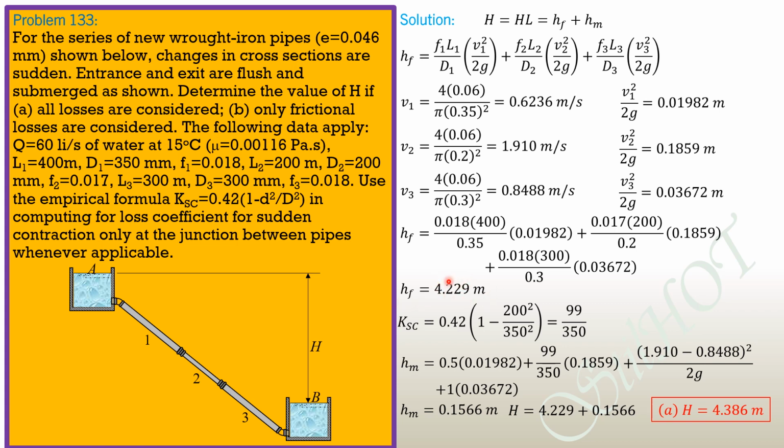Then in part B, only frictional losses are considered. This is the value of HF, and we ignore HM, so this is 0, so H is just HF. Therefore, the answer to part B is big H is equal to 4.229 meters. So that's it for this problem.